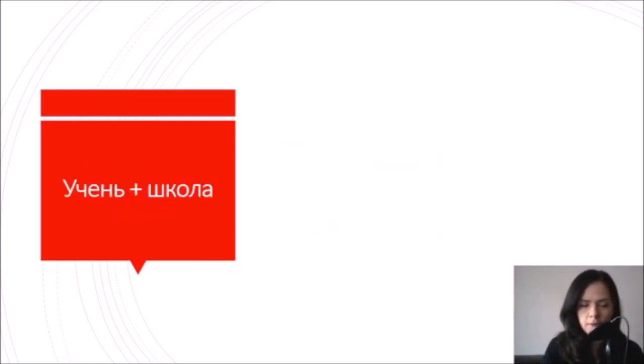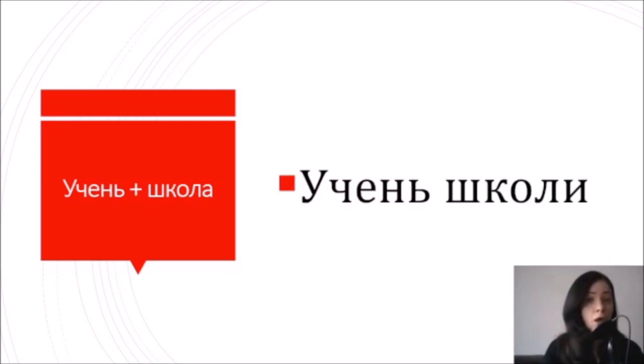Учень. Школа. Учень means a student or a pupil. Школа means school. So to say a school student or a student of school, we will say in Ukrainian: учень школи. Учень чого? Учень школи. Кого, чого are questions of genitive case. So, учень чого? Учень школи. Школа nominative, школи genitive.